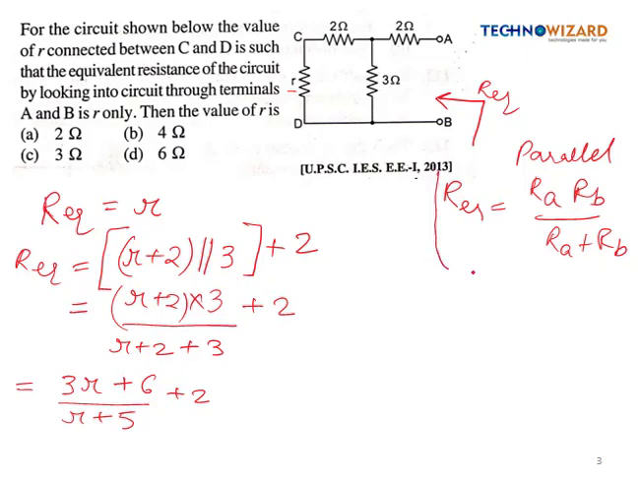So we will take the LCM. Here the LCM will be R plus 5, which will be 3R plus 6 plus 2R plus 10.